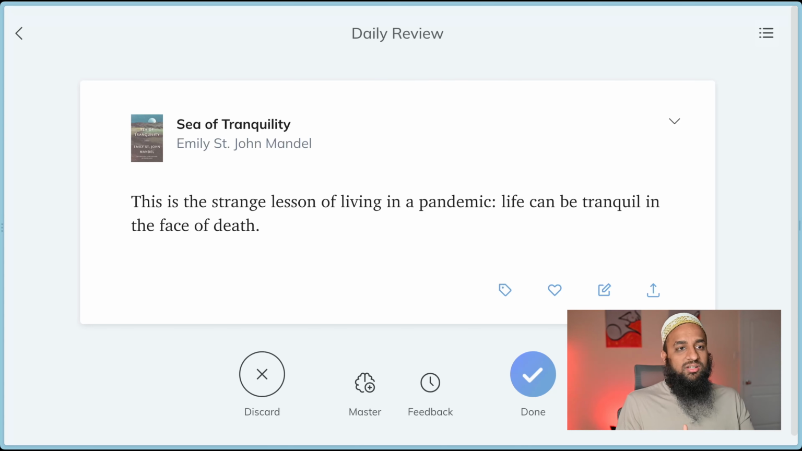The description, like they're each stuck in their rooms, and they're trying to work from home and everything. And there is a kind of tranquility associated with the description. It's really a moving quote, that life can be tranquil in the face of death. You're dealing with death every day, you're worried about it, but still, life goes on. So it's a really intriguing quote.